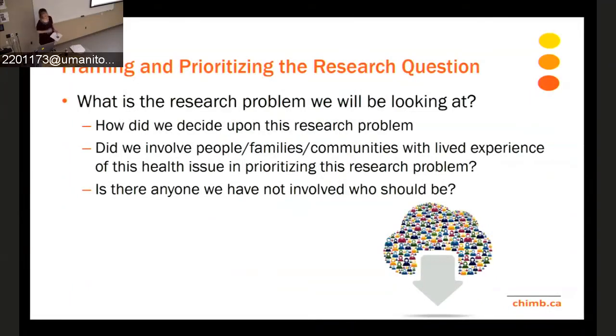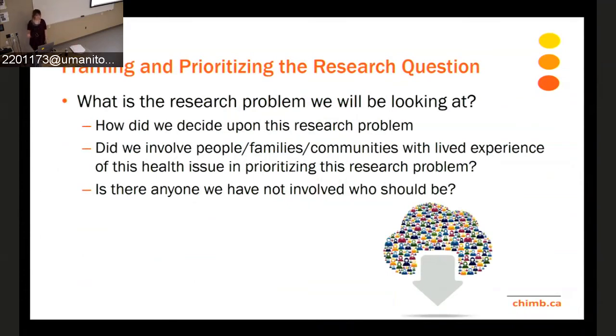But now on the practical level, at each phase and stage of the research process, how can we start to develop some questions? At the very beginning, when we're framing and prioritizing the research question, let's start by saying, as a team, what is the research problem that we will be looking at? How did we decide on that research project? Did we involve people, families, and communities with lived experience of the health issue in prioritizing the problem?